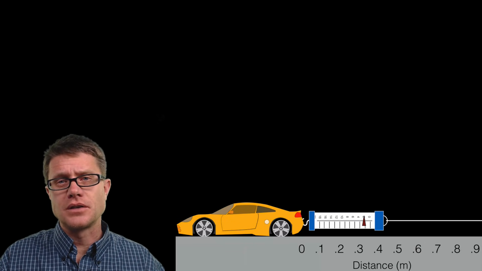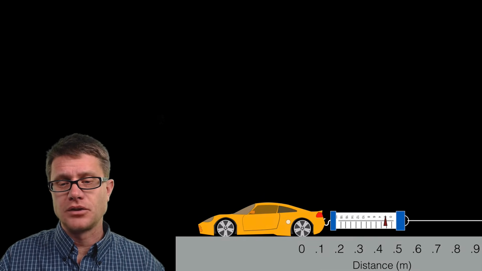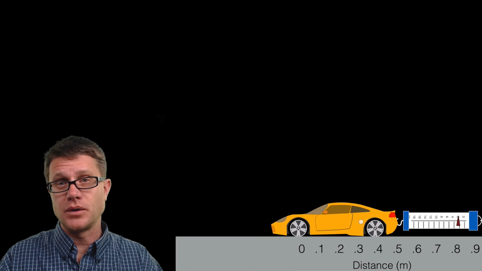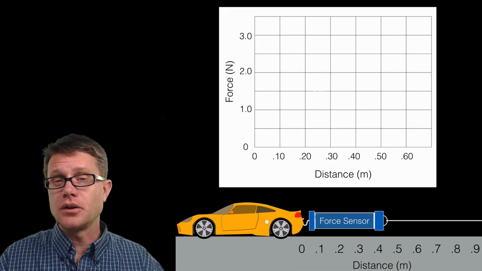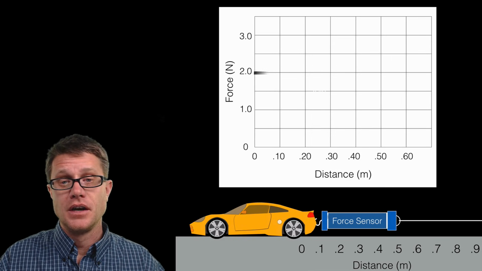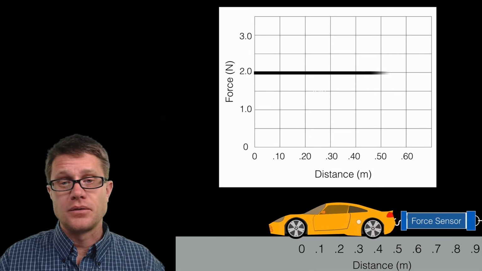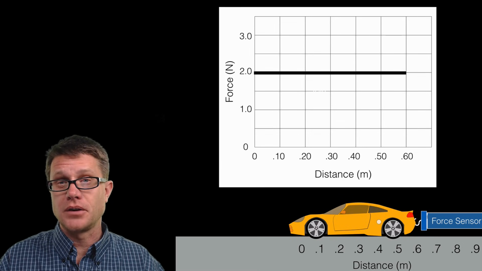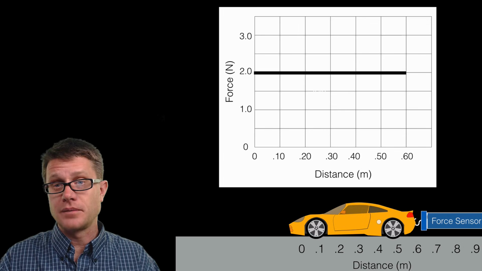So how could you measure this in the physics lab? You could hook up a spring scale to an object, pull it a given distance. If we know the force and the distance it's moving, we could figure out the work. We could even hook up a force sensor that's measuring forces over time or over distance, and we could graph it like that. So we've got a 2 Newton force, you could see, over 0.6 meters. And so how do I figure out my work? It's just force times distance.